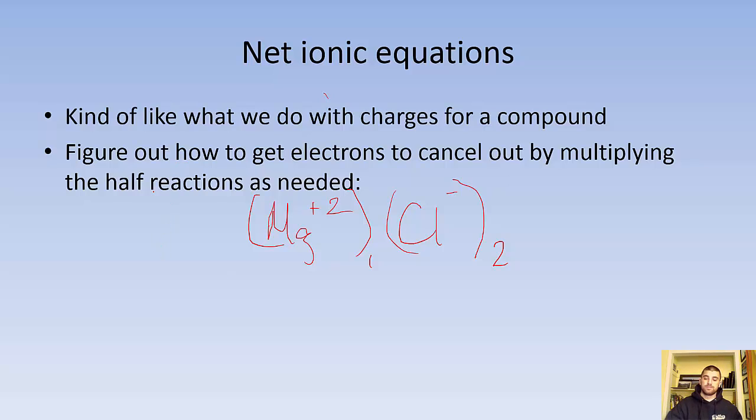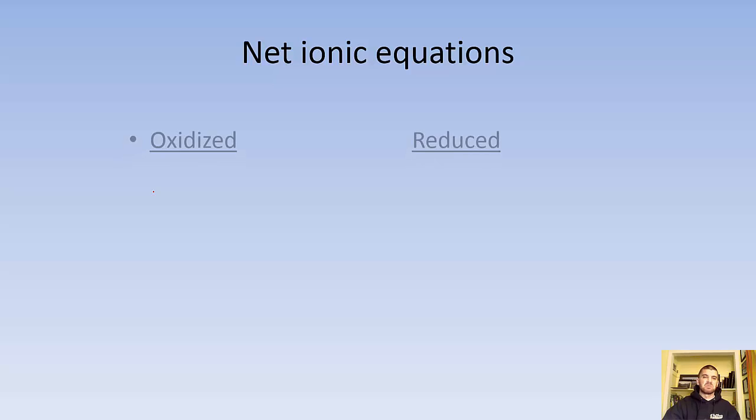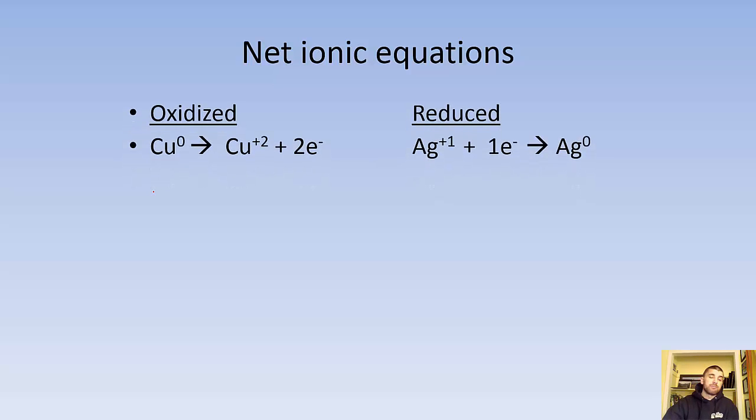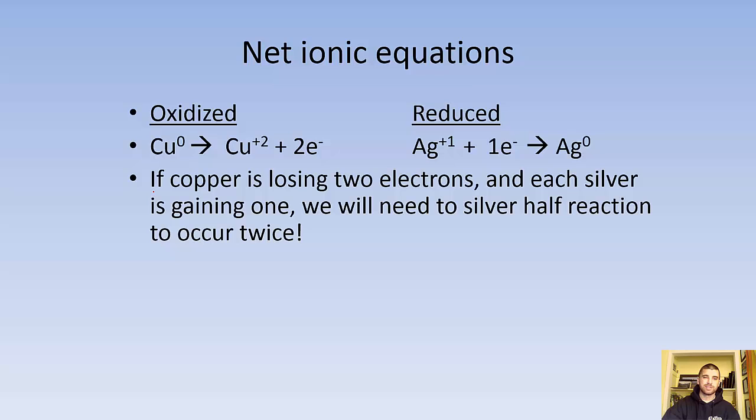Let's just get to an example. So let's say we had these 2 half reactions. We had copper being oxidized by losing 2 electrons to become plus 2 charge. And we have silver plus 1 gaining an electron to become silver 0. Well, if copper's losing 2 electrons, something else needs to be gaining 2 electrons, but Ag only gains 1 electron at a time. So that means the reduction reaction is going to have to happen twice.